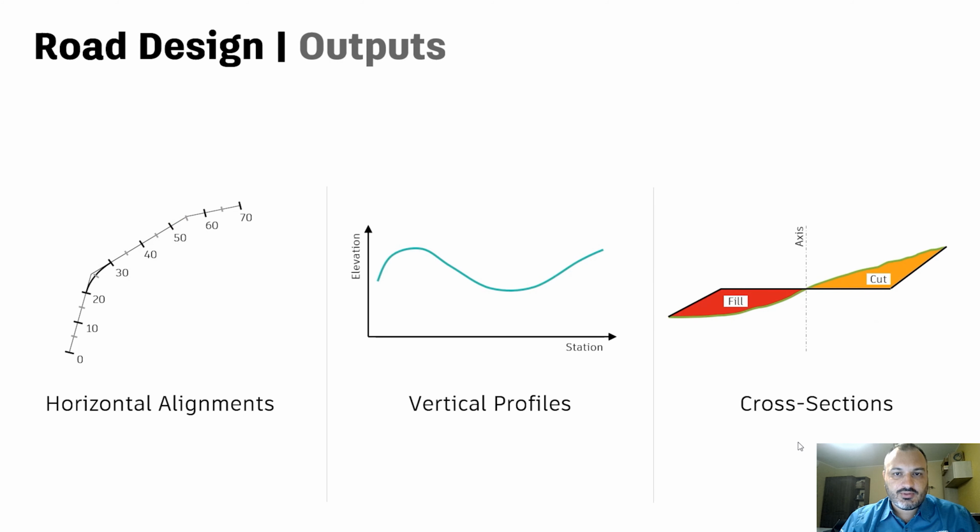In terms of outputs, what we're expecting to create is a corridor model in Civil 3D. But in order to get there, we need to create other elements before. So these are the horizontal alignments, the vertical profile, and the cross sections, because we need to calculate the cut and fill.